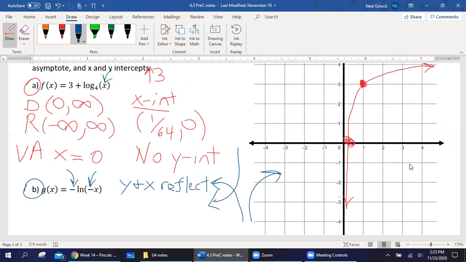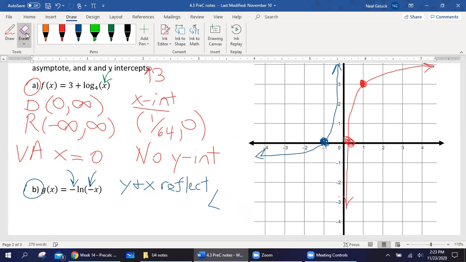So the point starting at 1, 0 would flip to negative 1, 0. And then the graph is going to shoot out and back to the left. It'll look something like that. And again, I'm not worried about too much precision on this.